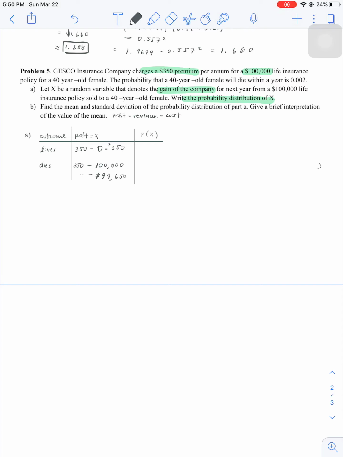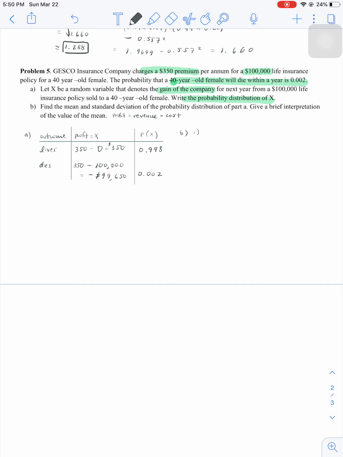Let's now fill in the probabilities. The problem told us that the probability that this customer will die is 0.002. So therefore, the probability that the customer lives is 0.998. Okay, so now we can move to part B. We've done our probability distribution.